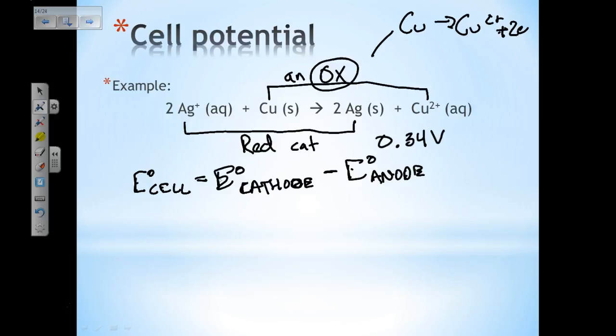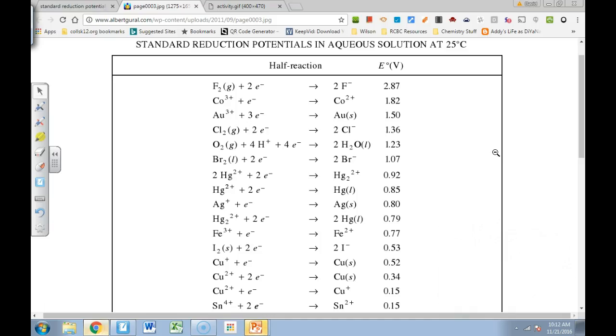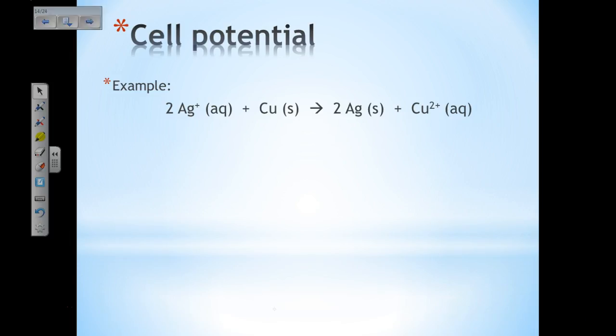This is the thing that is actually being reduced, so we don't have to do as much interpretation here. Silver is up here. It's at 0.8 volts, and it's written the same way, so we don't have to worry about where it is. And there's only one silver reaction. So it's 0.8 volts.